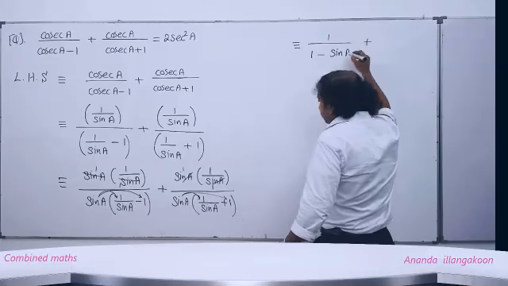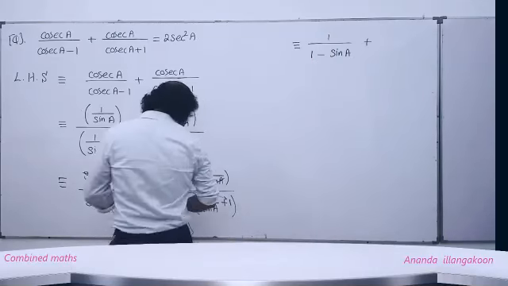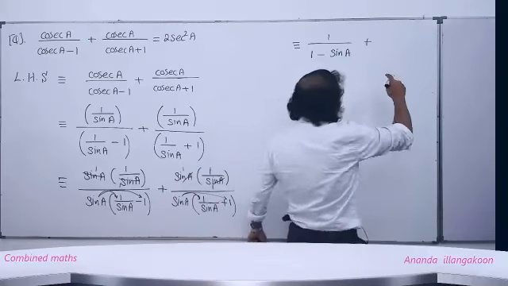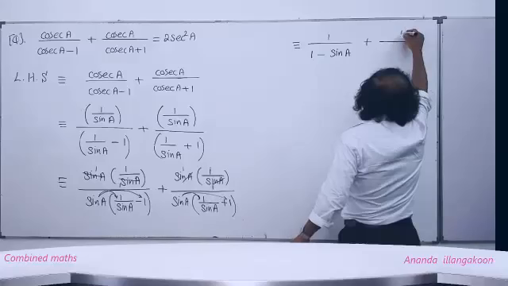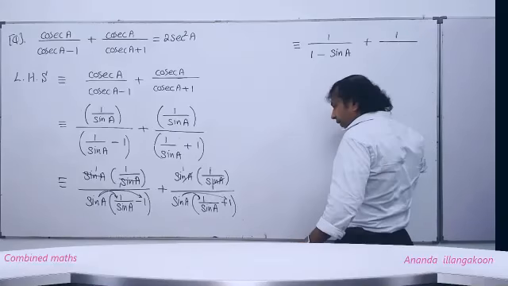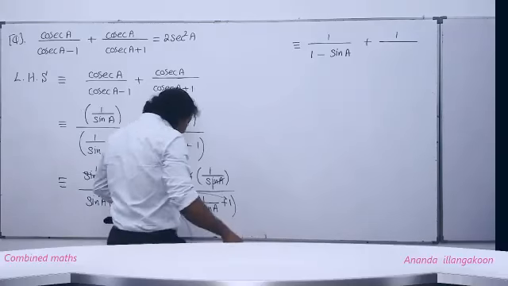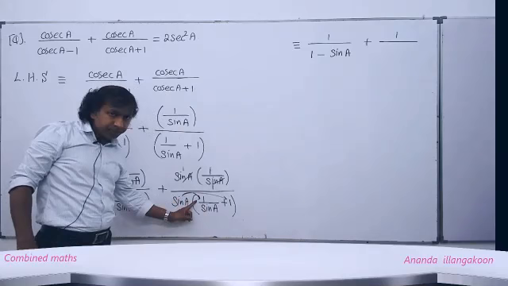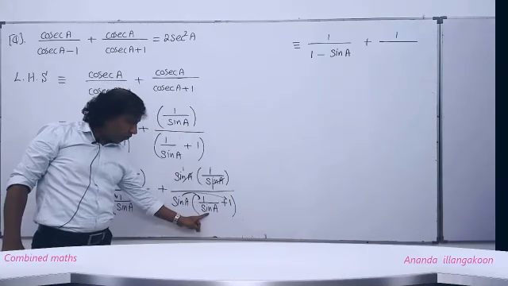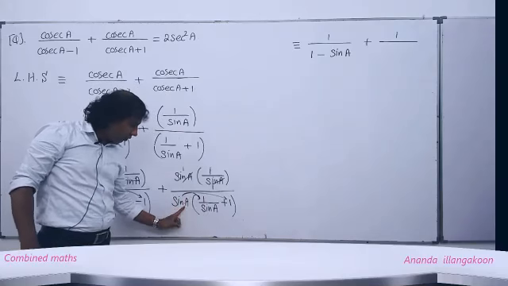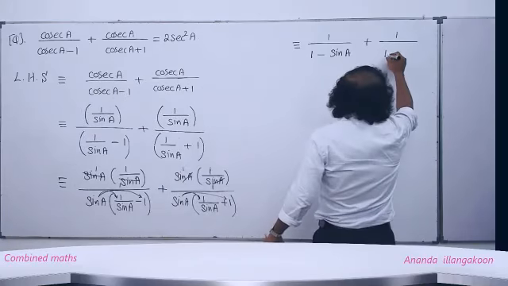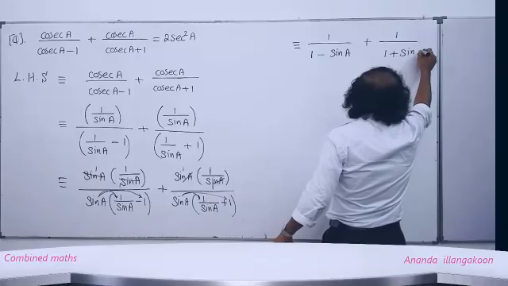Plus. Now come to here. After cancellation of this and this, we get 1. Okay. And now when you multiply this and this, when I bring this sin A here, that sin A and this we can cancel down, we get 1. This sin A into 1 means sin A, 1 plus sin A.